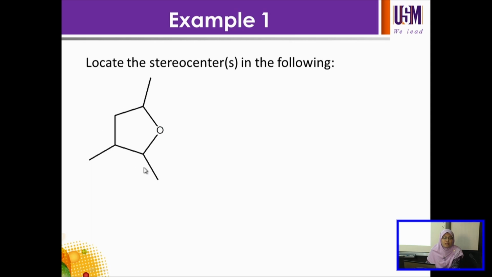Okay, and then we have this structure. Here we can identify that there are 3 chirality centers or stereocenters, because each of these 3 tetrahedral carbons is attached to 4 different groups. What about this one? A much longer molecule structure. From here, we can identify that there are 3 stereocenters. Why? Because each of these carbons is tetrahedral and is attached to 4 different groups.